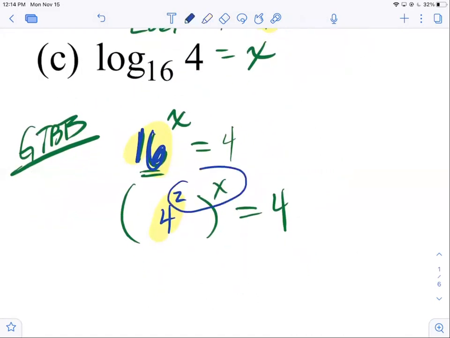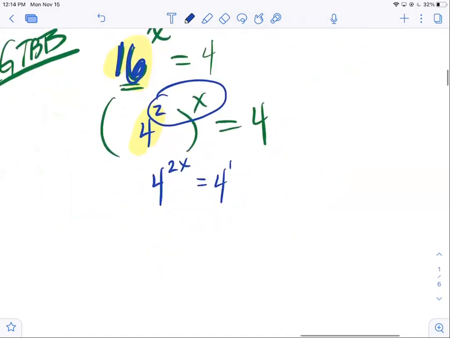Now, algebraically, when I raise a power to a power, what do I do with those? I multiply. So I get 4 to the 2x equals 4 to the first. Have I gotten the bases the same? Yes. So now you either log both sides base 4, or by the theorem, you say, so 2x equals 1 by the GTBTS method. And now you solve for x and you get x equals 1/2. There's lots of ways to do it, okay?